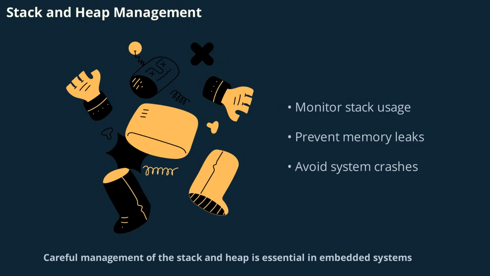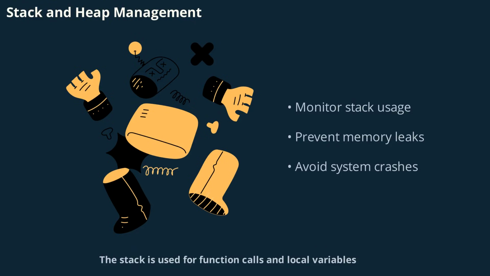Careful management of the stack and heap is essential in embedded systems. The stack is used for function calls and local variables, while the heap is for dynamic memory allocation. Monitoring usage and setting appropriate limits prevents overflows and memory leaks, which can cause system crashes or unpredictable behavior.